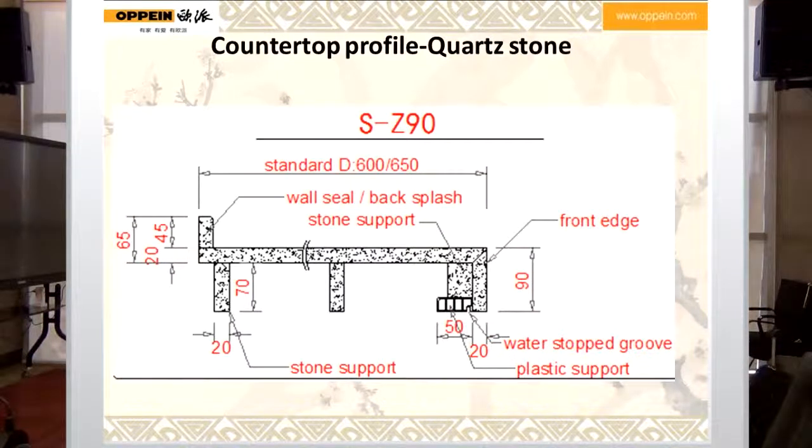And this is X-Z90. The difference is the front edge. Here is 90. There's also a stove support here, and the difference between the X-Z60 or X-Z38 is here. Here is the stove support.